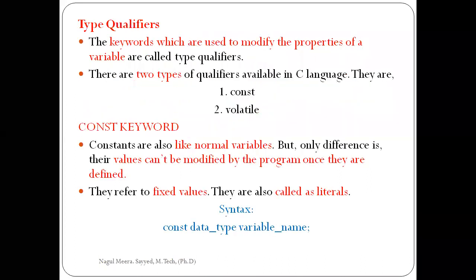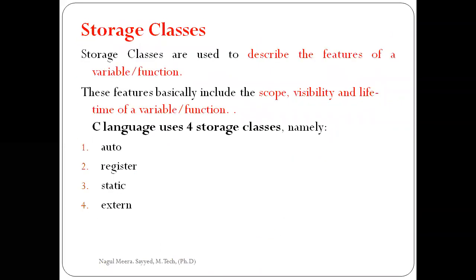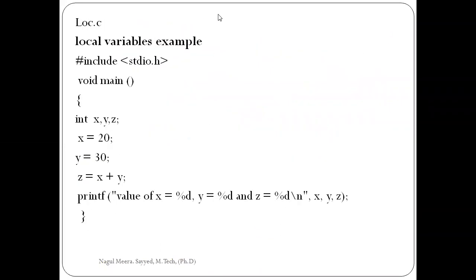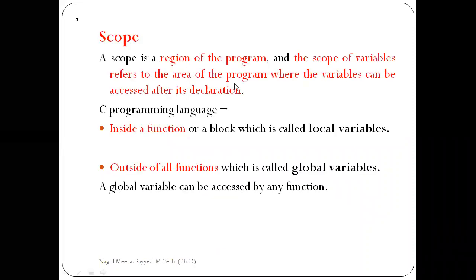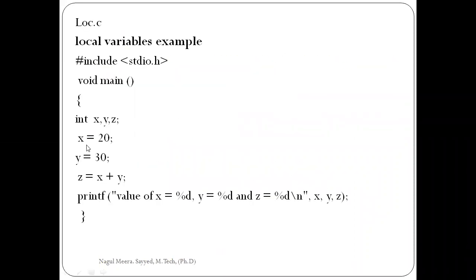For example, we have written some program. If you take any program, x equal to 20 is an expression. Y equal to 30 is an expression. Z equal to x plus y is also an expression. So an expression may consist of operators, constants, or variables, and it must terminate with a semicolon. That is the meaning of expression.